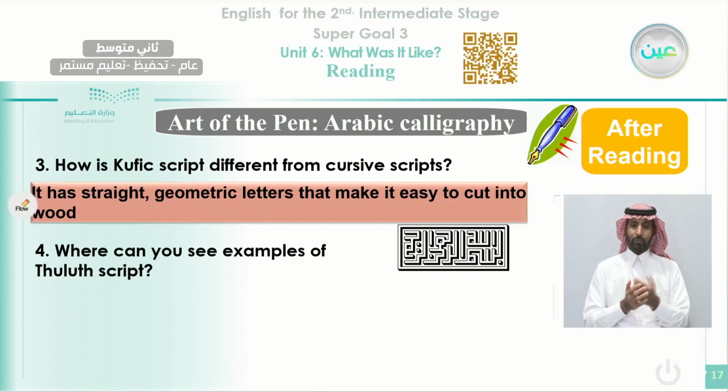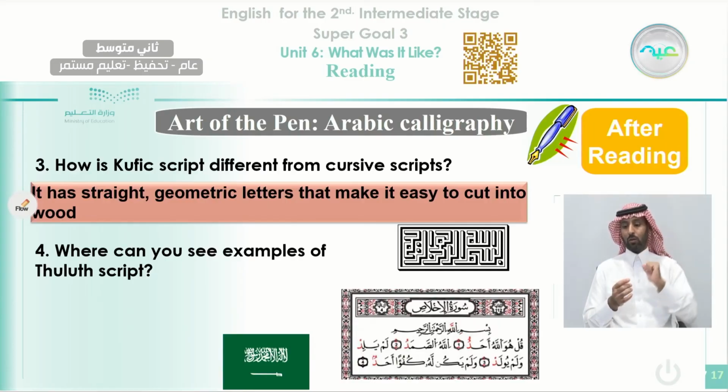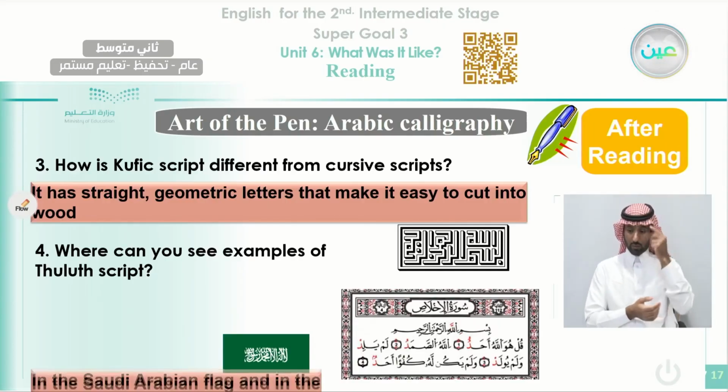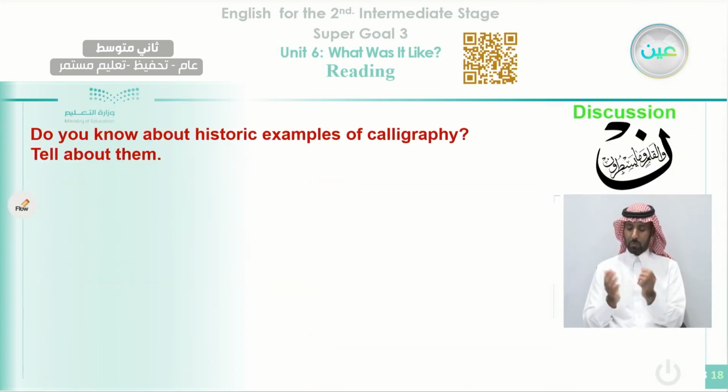And the last question here, where can you see examples of Thuluth script? Where can you find it? We can find it in two places, on the flag of Saudi Arabia and also in the verses of the Holy Quran. On the Saudi Arabia flag and in the headings of surahs.